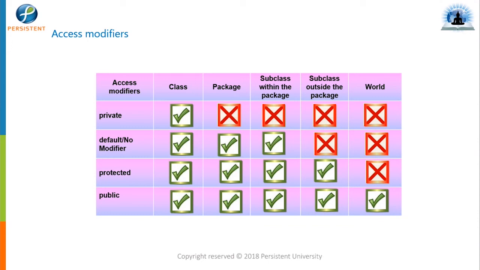Then we have protected. Protected has a relation with inheritance. Protected means it can be accessed in a class and within a package. In short, protected is meant for the inherited classes, the derived classes. Definitely it is available inside a class, can be accessed in the same package, and can be accessed in a different package as well, provided that it is a derived class. We will talk about this more once we cover inheritance.